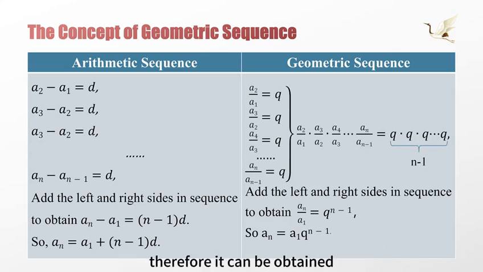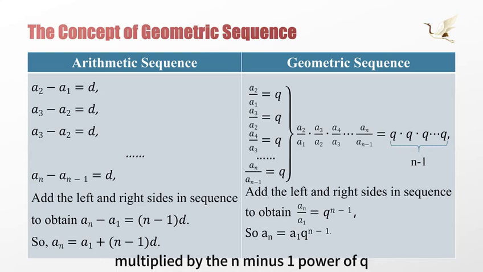Therefore, it can be obtained that the ratio of a_n to a_1 is equal to q to the power of n minus 1. We have derived that a_n is equal to a_1 multiplied by q to the power of n minus 1, so we can also derive the general formula for geometric sequences using cumulative multiplication.